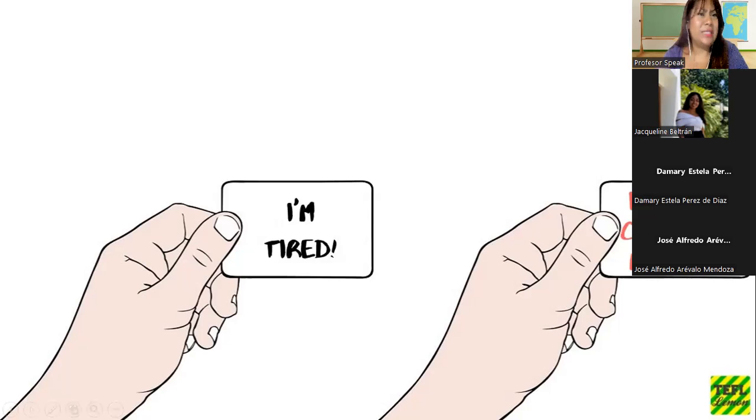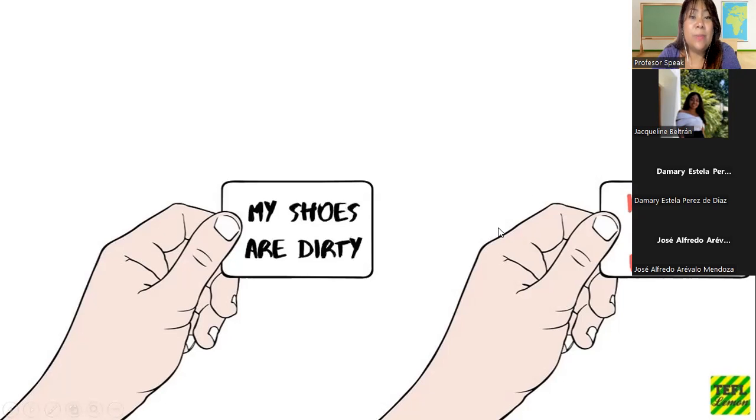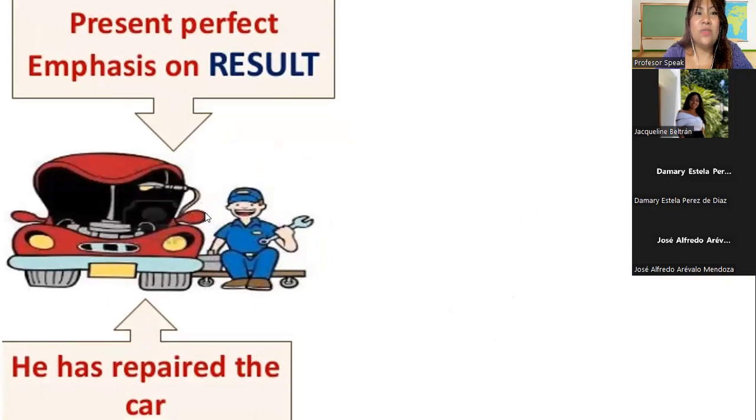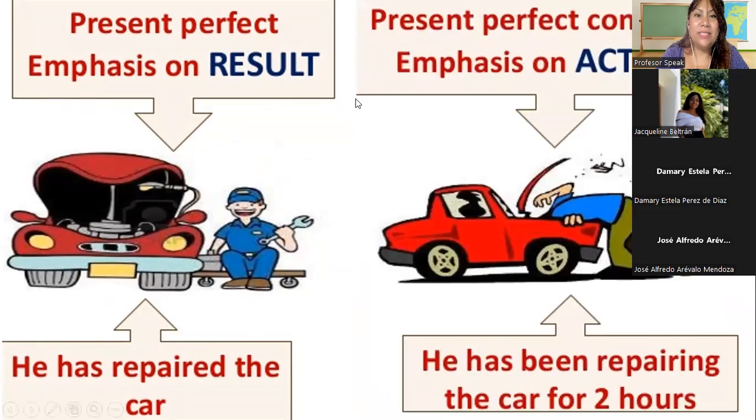Okay, there you go. You see, one is present perfect and one is present perfect continuous. So, in other words, let's see, Jacqueline, can you read? What is the difference? Emphasis on result. He has repaired the car. Very good. Now, Jacqueline, you read the other part, please. Emphasis on the activity. He has been repairing the car for 2 hours. Very good. You pay attention, one is the result, and the other is the action or the cause.